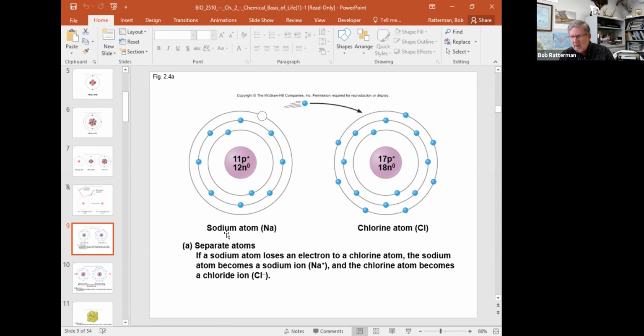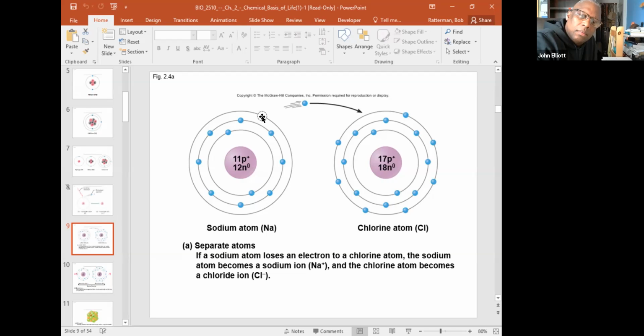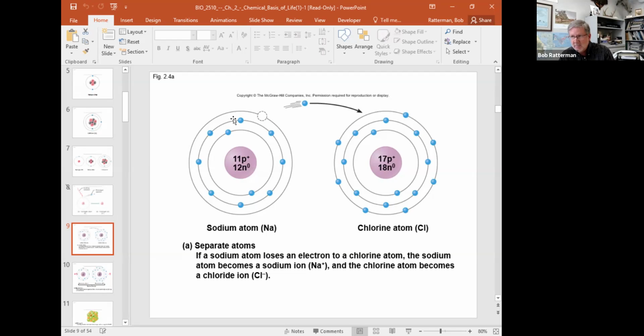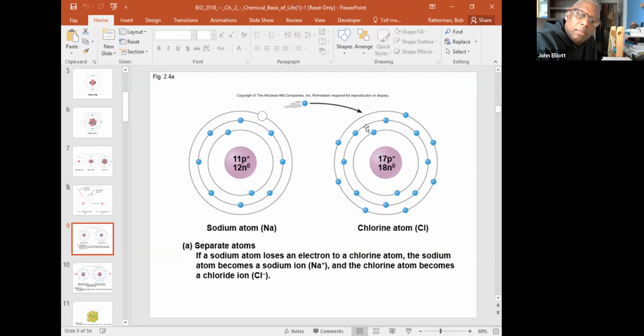Now, how many would sodium like to get, if it could, to fill its outermost shell, which would be stable? It has 1. How many do you need to get to 8? 7. Right, you need 7 more. It would love to get 7 if it could, but it just can't get 7. How many would chlorine like to have? 8. Yeah, it's got 7 now. It needs how many more? 1. Right. Okay.